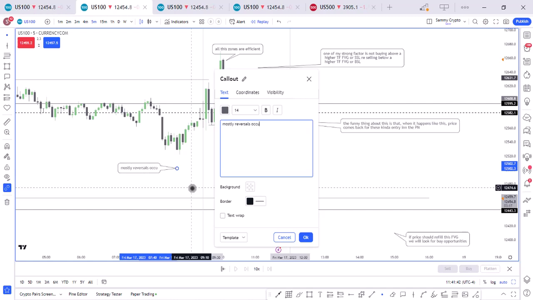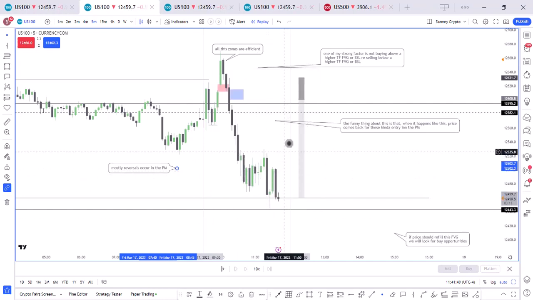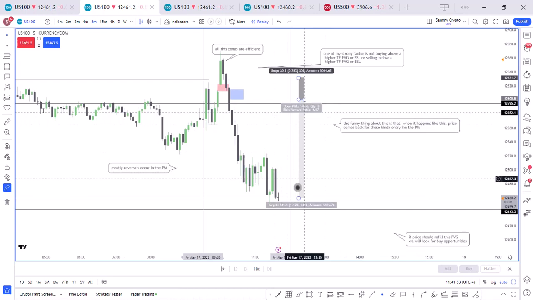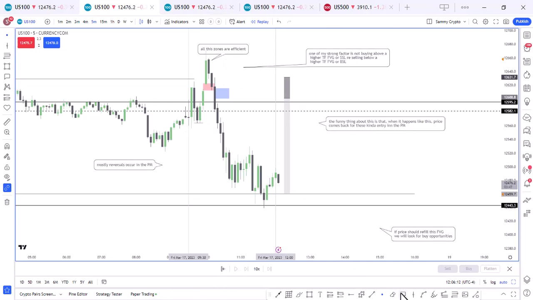You can see price already reached for that early FVG right in there. See, every reversal occurs in the PM. Okay, that's what I'm writing there. I'm writing there, every reversal occurs in the PM, and that's the line. That's my line for 12 p.m. You can see I marked a vertical line there for 12 p.m.